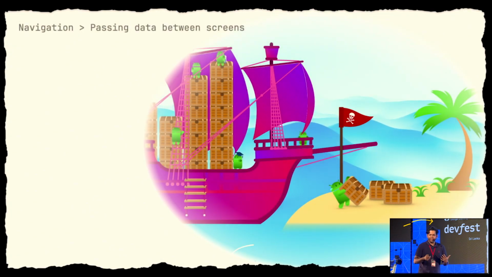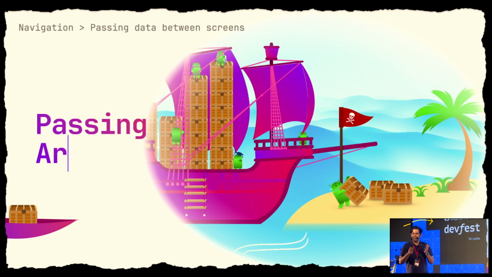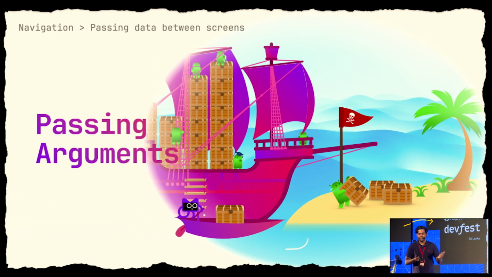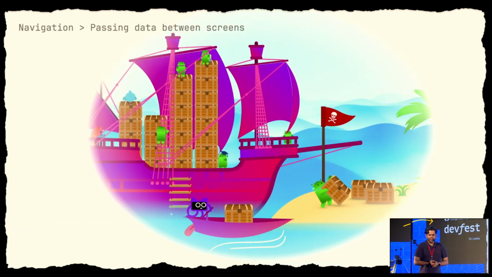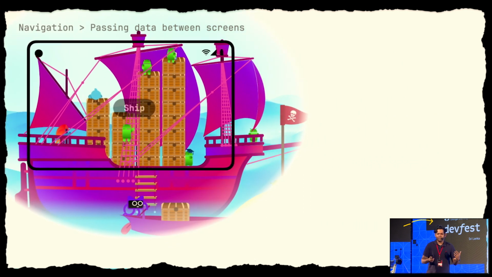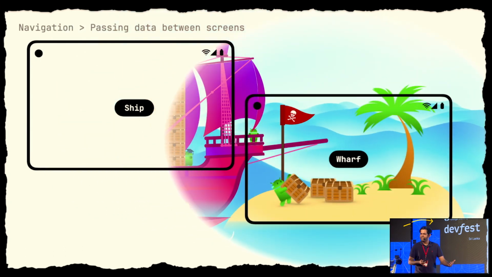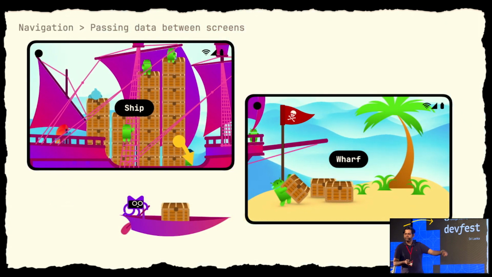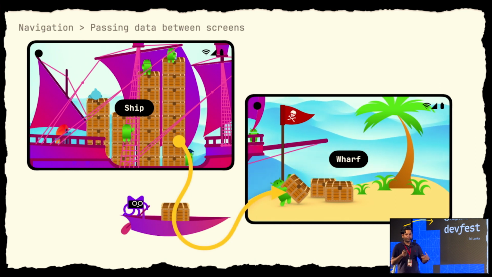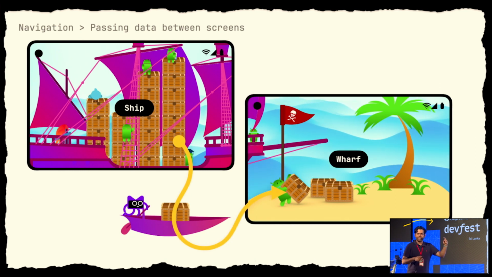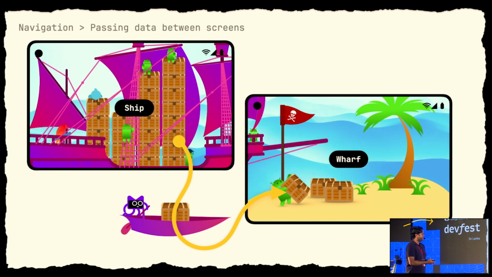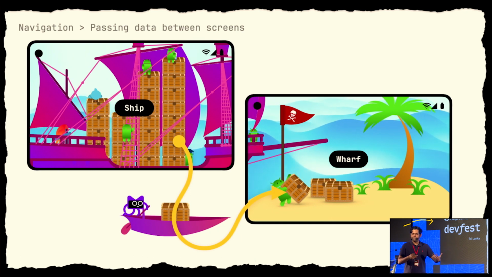The next problem we're going to be solving is passing arguments, or passing data between screens. To illustrate this, let's think of 2 examples where you have a ship screen and you have a wharf. You can think of these as a list and a detail screen. Like if you're going back to the WhatsApp example, a list of chats, and when you select one of the chats, it's going to go to the chat view, which is the detail screen. So here the users make a selection, and it'll expect to go to that detail screen.